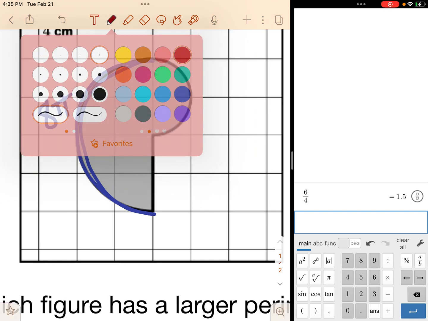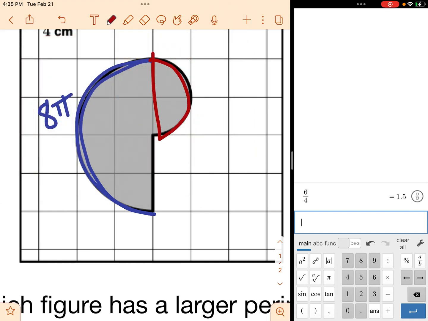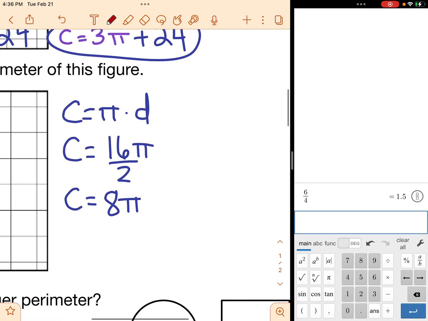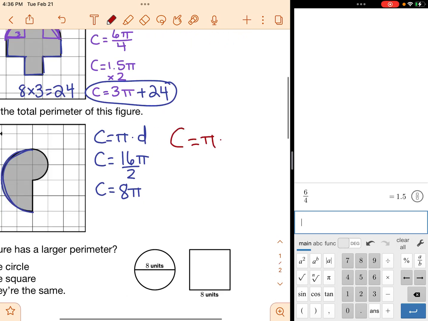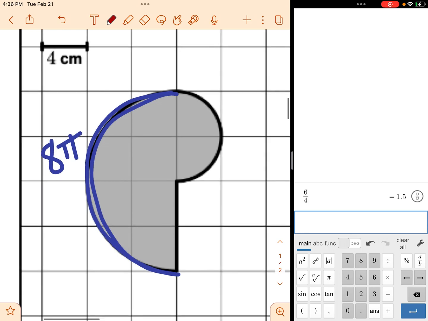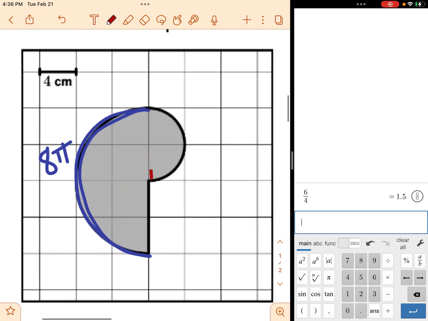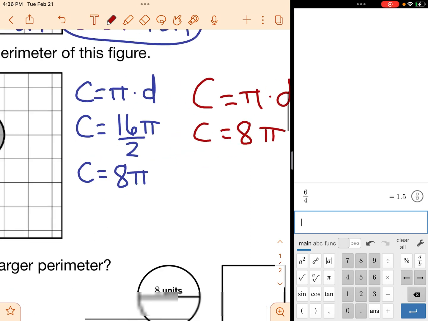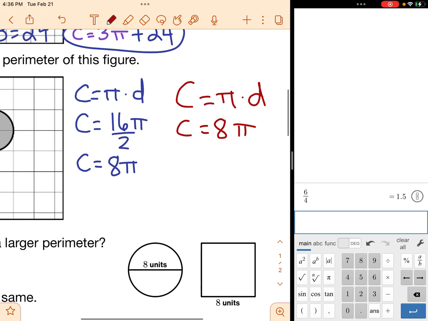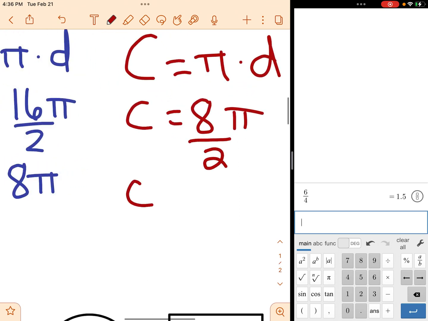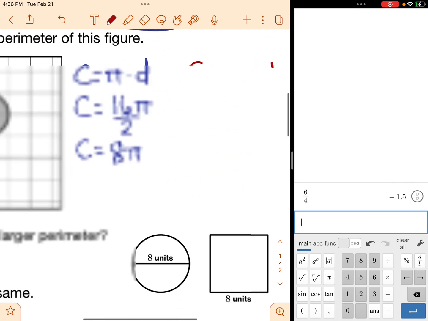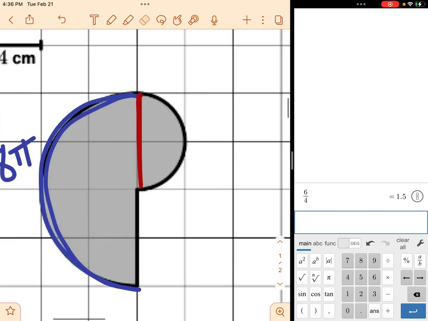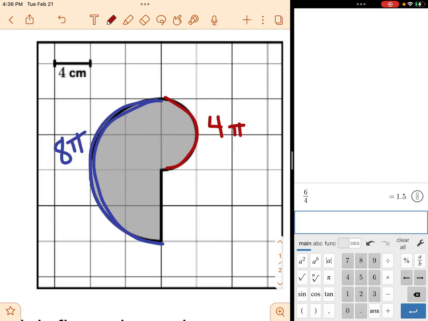Alright, let's do the next part. We have another half circle right here. Okay, we're still doing c equals pi times our diameter. In this case, our diameter is only 2 across, which is 4 plus 4, which is 8. So our circumference is 8 pi. But again, this is a half circle, so we need to divide that by 2. Well, 8 divided by 2 is 4 pi. So now looking at this, we have 8 pi, and this part is 4 pi. 8 plus 4 is 12 pi, so far I'm up to 12 pi.